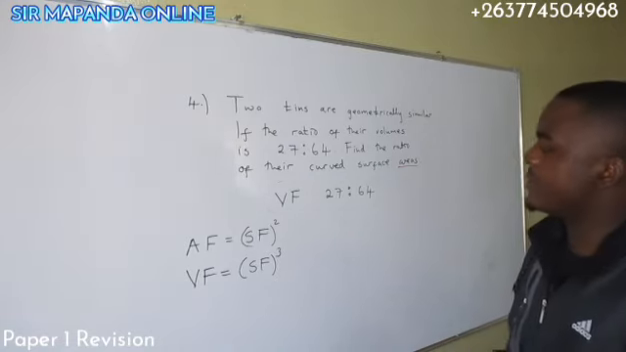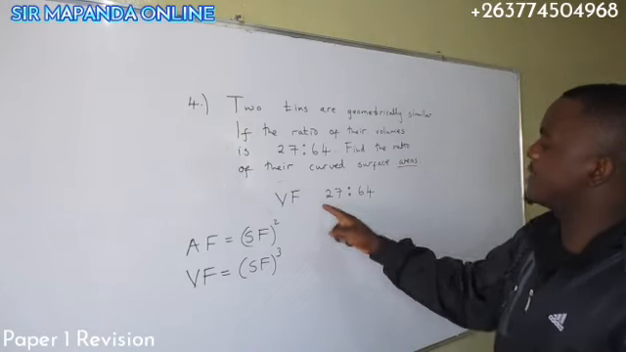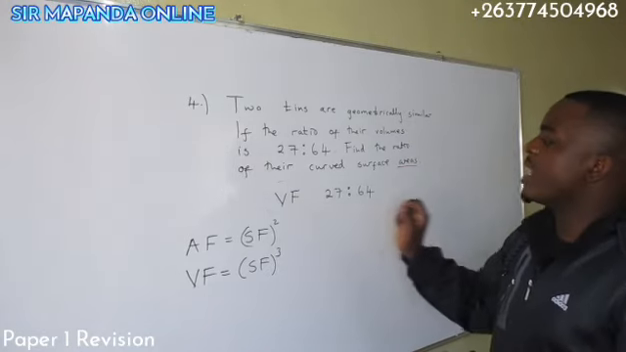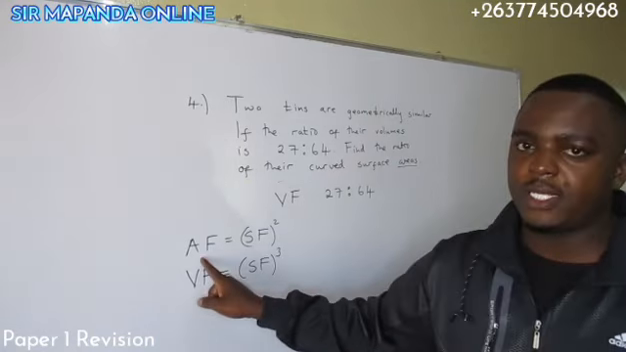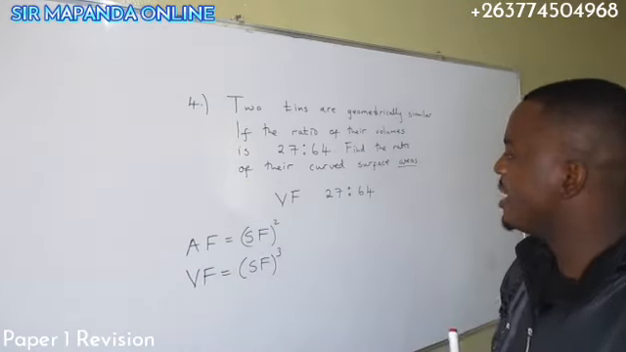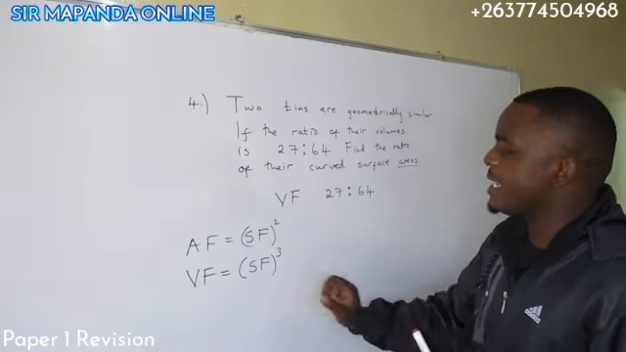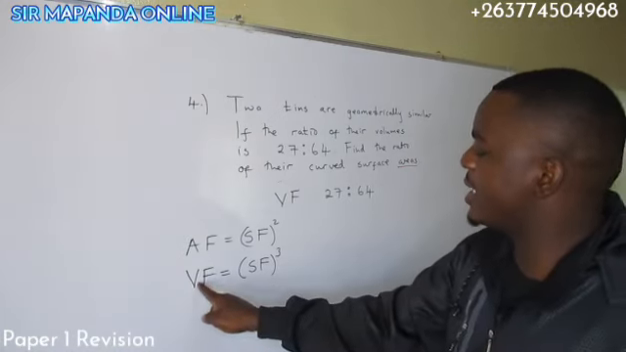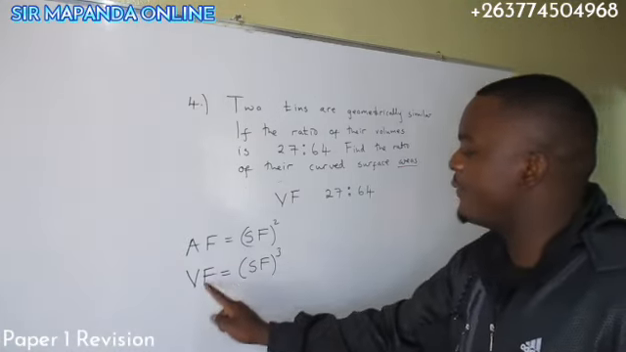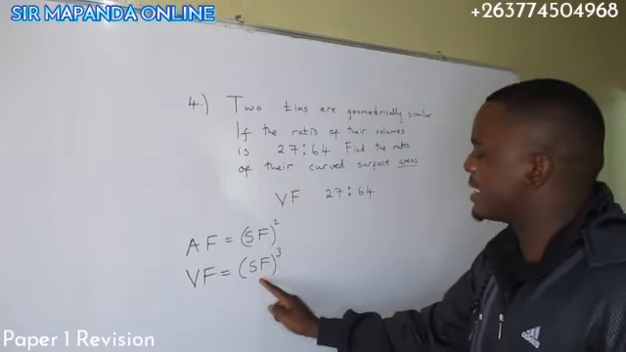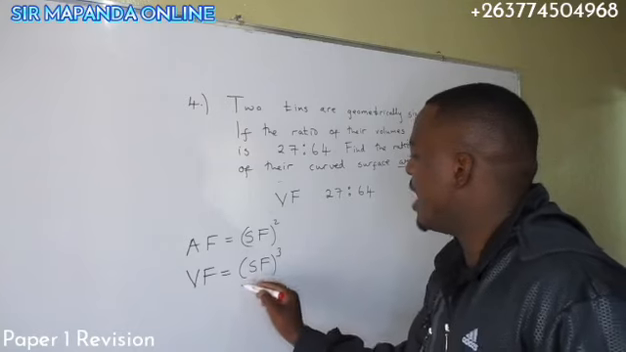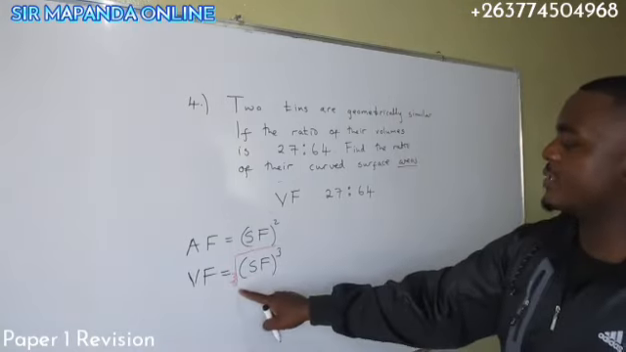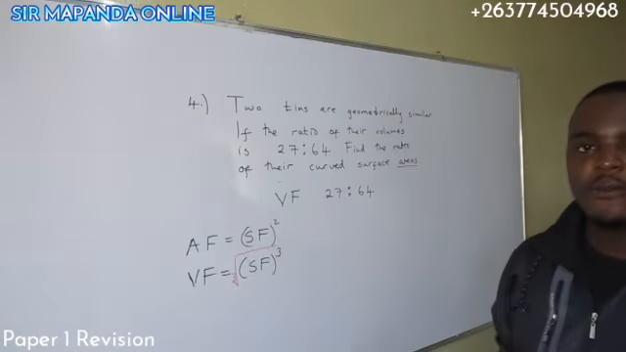So in simple terms, since the question has provided the volume factor, you need to find the scale factor first before you find the area factor. So to find the scale factor, since the relationship between the volume factor and scale factor is VF is equal to SF to the power of 3, it means to find scale factor, you introduce a cube root. I hope you are following.